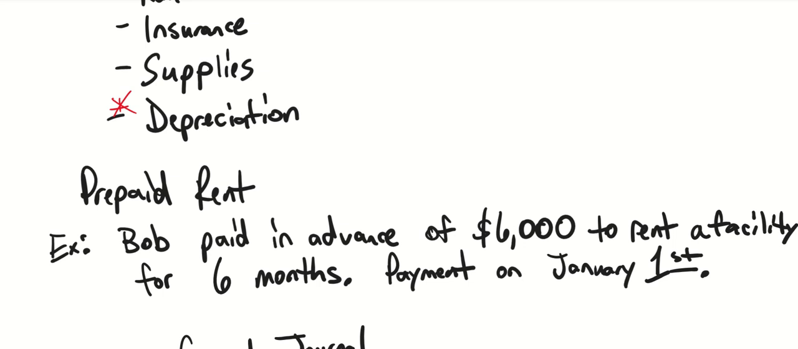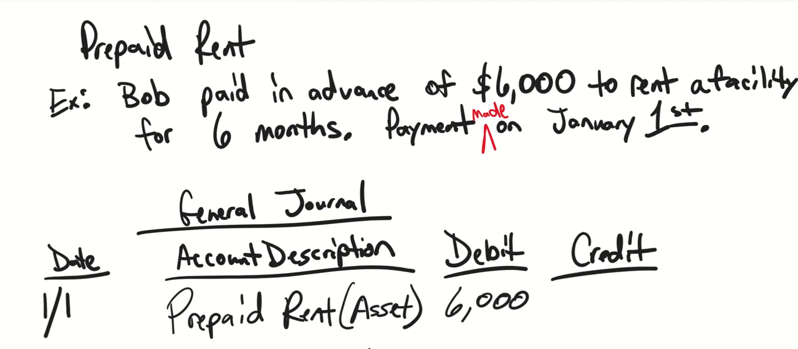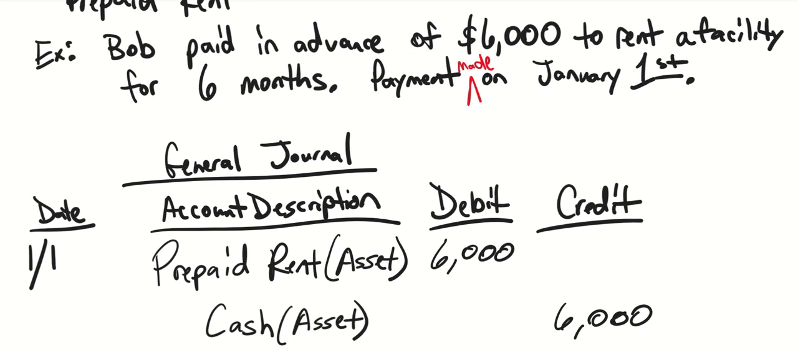The payment was made on January 1st. So Bob made an advance payment of $6,000 to rent a facility for 6 months. Initially, on January 1st, Bob is going to first credit cash for $6,000 because cash did go out no matter what. That reduces the balance in the cash account when you credit it. Then prepaid rent, which is what the payment was for, to rent a facility for 6 months in the future. This prepaid rent account is debited for $6,000, which increases the balance in that account. And yes, prepaid rent is an asset. So Bob has the right to use the facility for 6 months since the cash payment was already made.